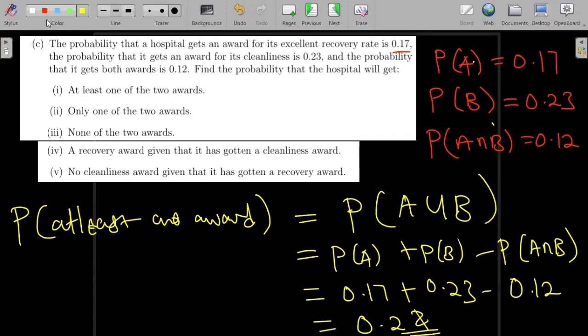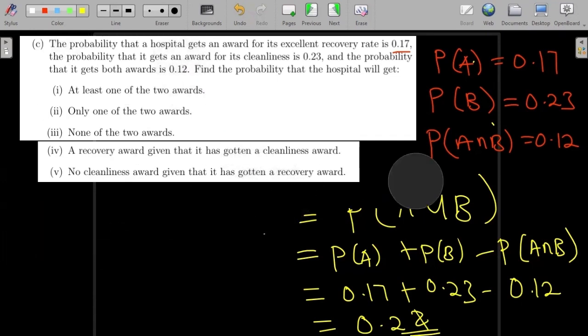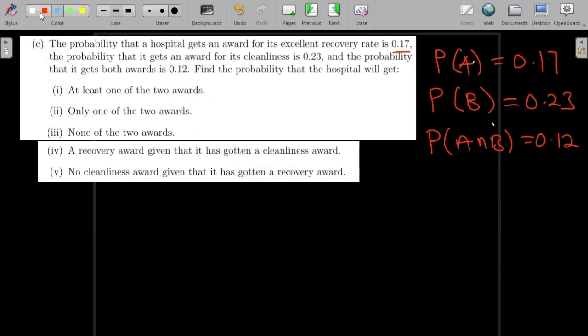All right, let's move on to part 2. So part 2, what are they saying? They're saying find the probability that the hospital will get only one award. Only one award means that if they get the award for A, for recovery, they won't get the award for cleanliness. And the other way around, if they get the award for cleanliness, then they will not get the award for the recovery rate. So how do you represent that now as a probability?